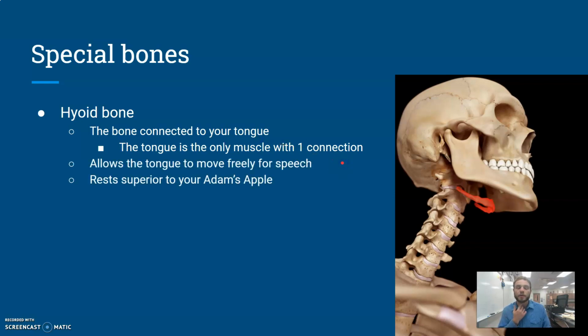To find your hyoid bone, it actually is slightly superior to your Adam's apple, and you can actually push right there, just posterior of your mandible and superior of your Adam's apple. If you push there, you can actually feel your tongue kind of move from the pressure that you apply there.